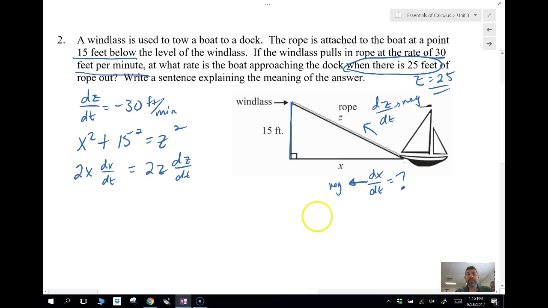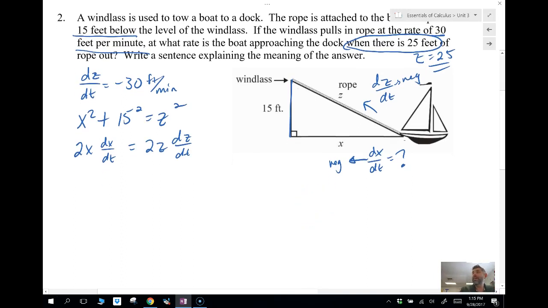Say that 15 times really fast. dz dt, dz dt. Okay, it's going to make you dizzy is what it's going to do.